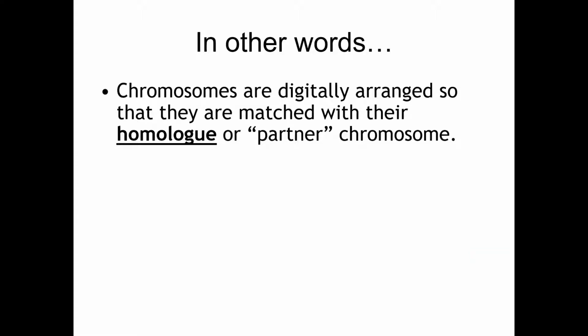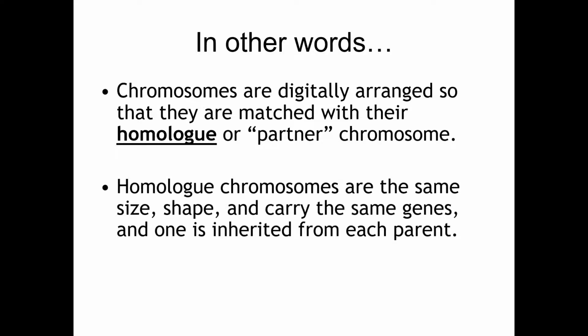Basically, everybody has 2 copies of each chromosome, one from your mother, one from your father. We talked about that in last week's video. That's that law of independent assortment. Homologous chromosomes are the same size, shape, and they carry the same genes for a particular trait, but they don't carry the same version of that trait. They could have different alleles.